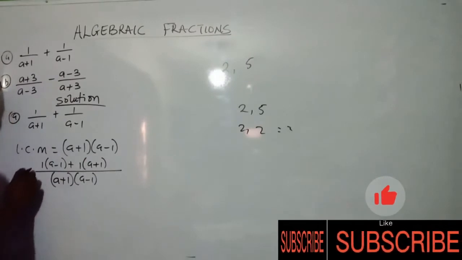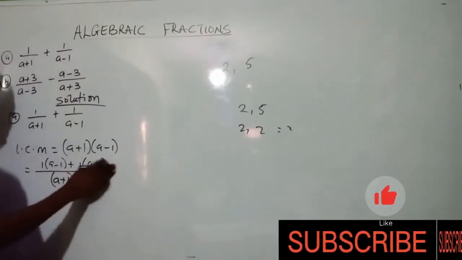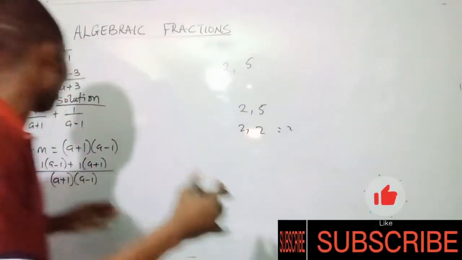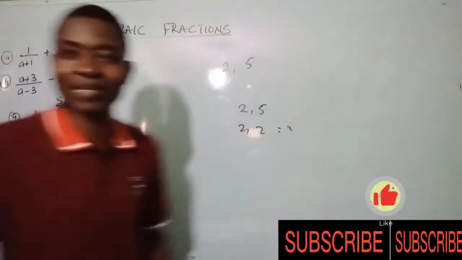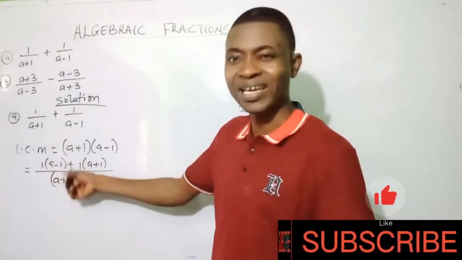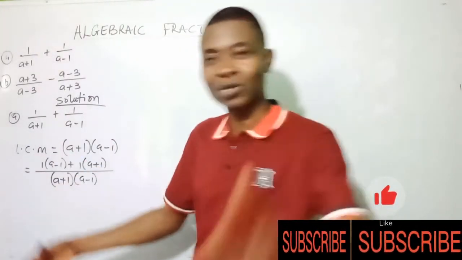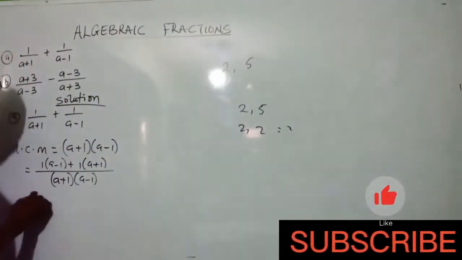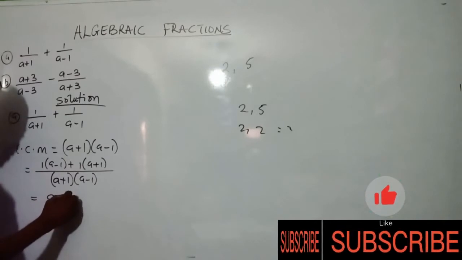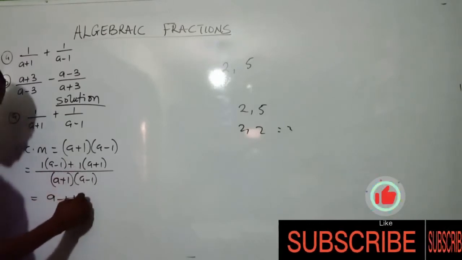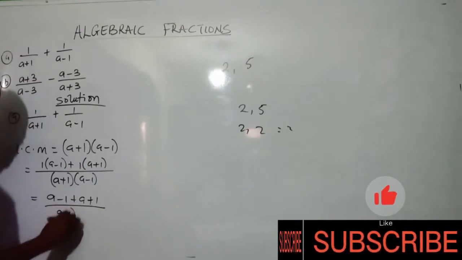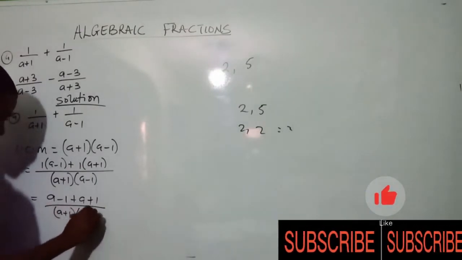Now the next thing I will be doing is opening the brackets. What does it mean to open the bracket? It means use what you're having outside the bracket to multiply what you're having inside the bracket. Then after that, we'll collect like terms. So let's go. 1 times a is what? A. 1 times 1 is what? Minus 1. Again, 1 times a is what? Is a. 1 times 1 is what? Plus 1 over a plus 1 open bracket a minus 1.